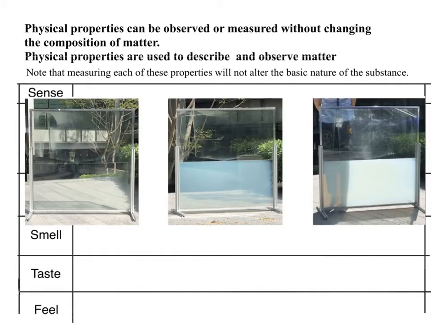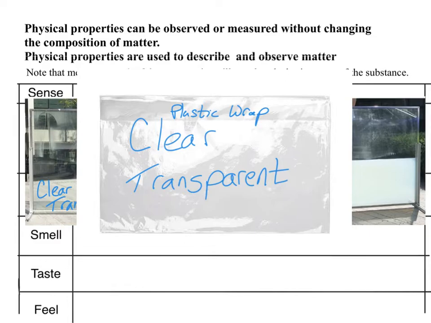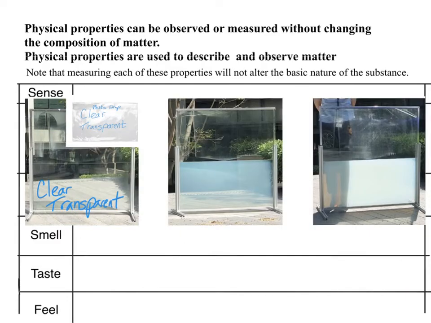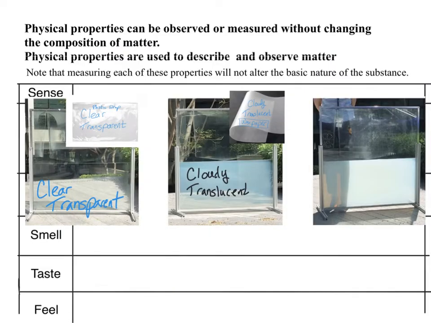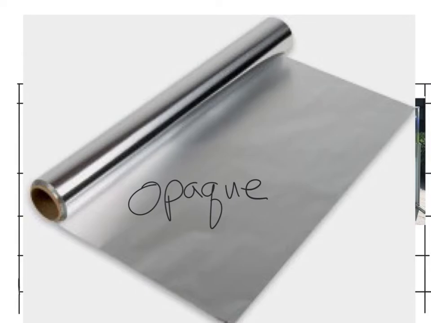For example, you might describe plastic wrap on your food as clear or transparent. And you might describe something like wax paper as cloudy or translucent. You can see through it, but not clearly. And you might describe something like aluminum foil as opaque. You cannot see through it at all, and light cannot go through.